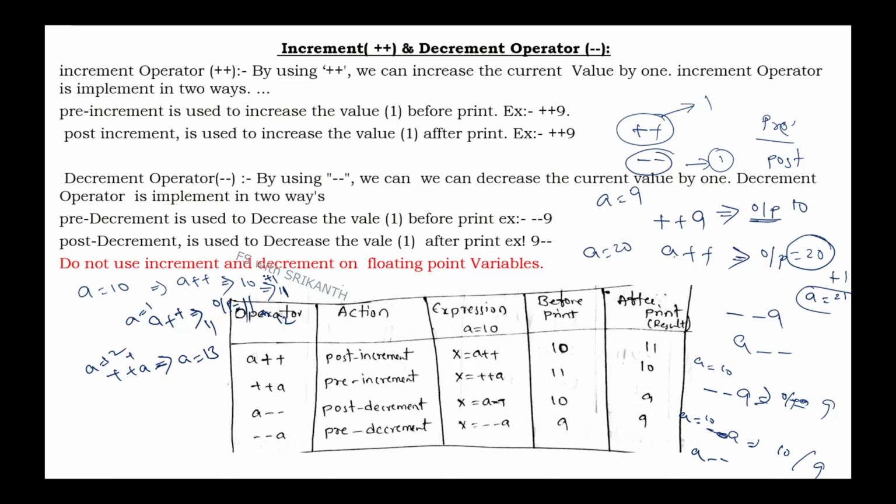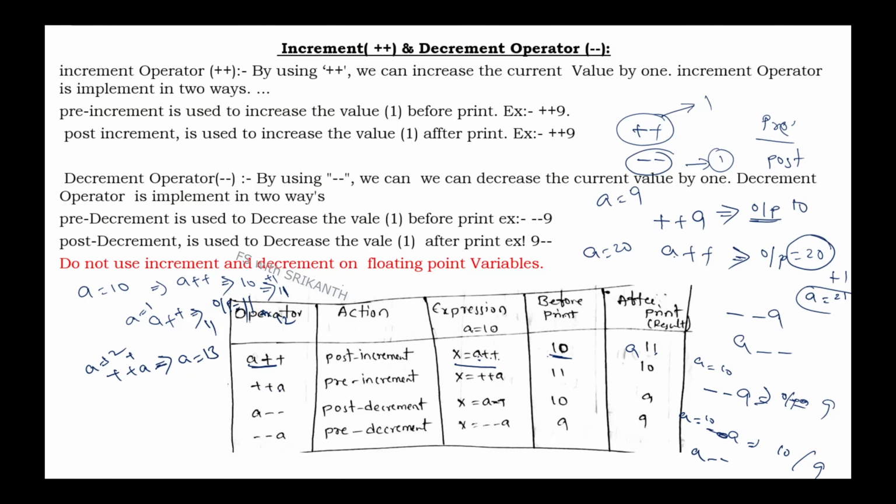Just observe this one: a plus plus. What is meant by a plus plus? It is post-increment. X equals a plus plus. The value of a is 10 right now. Post-increment happens after the print. First it prints 10, and after printing, the value of a becomes 11.